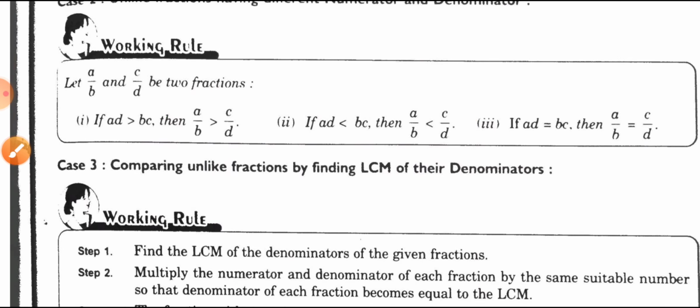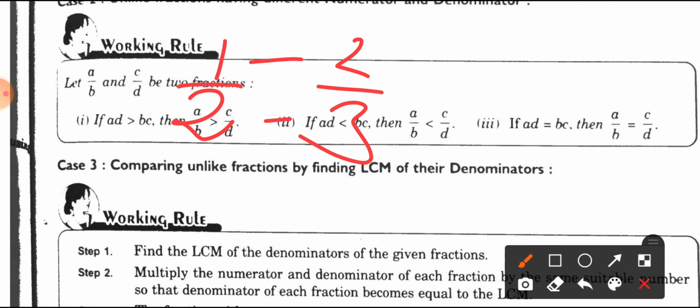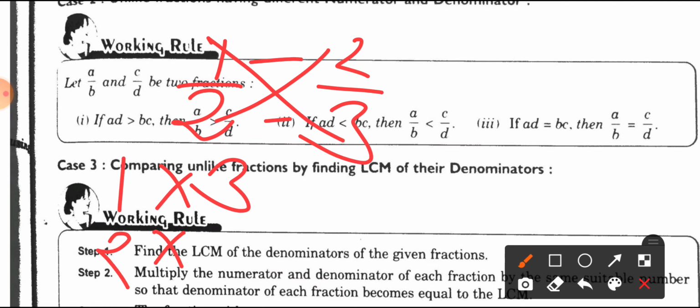Let us see by one example. Here 1 by 2 and 2 by 3. Here you can see that numerator and denominator both are different. Then how to compare? So as we have seen in equivalent fraction, you have to multiply that. Multiply 1 into 3 and 2 multiply 2. So 1 threes are 3, 2 twos are 4.